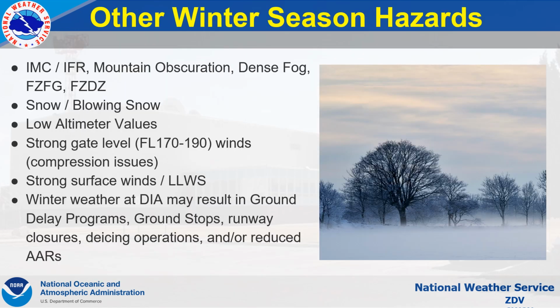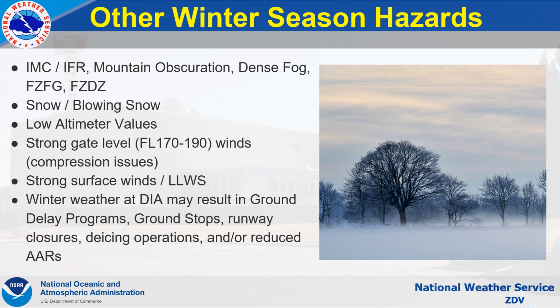Now, aside from turbulence and icing, there are other winter season hazards that we encounter most often as we head into the next several months. For one, widespread areas of IMC, including IFR to low IFR, are a lot more common. Mountain obscuration, dense fog, and freezing drizzle can all occur. We have snow and blowing snow that can reduce visibilities and RVRs at any airport. Low altimeter values occur a lot more commonly in winter, as well as strong gate level winds and compression. Strong surface winds are more common outside of thunderstorms and may result in low level wind shear.